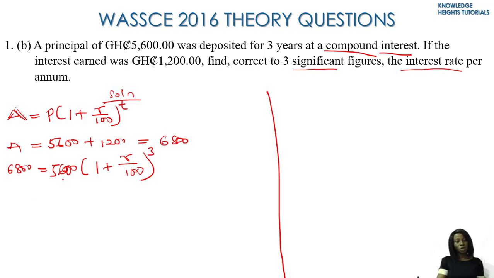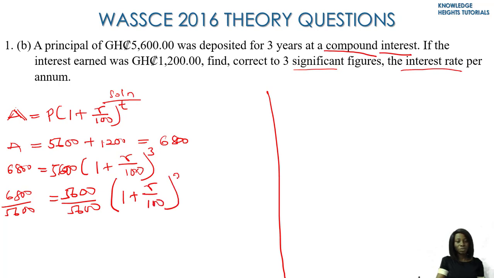To continue, we are going to divide both sides of the equation by 5,600. So we have 6,800 all over 5,600 is equal to 5,600 over 5,600 all into brackets 1 plus r over 100 exponent 3. We see that this one will cancel this one, right? And we leave this one as it is. Then we are supposed to remove this exponent of 3. So how do we do that? We are going to find the cube root of both sides of the equation.